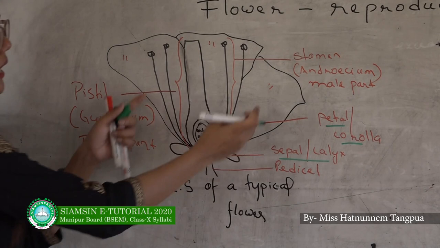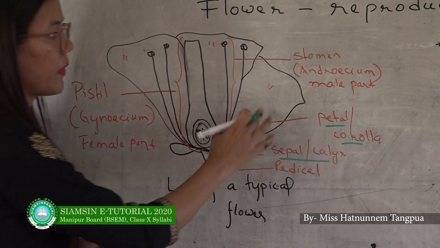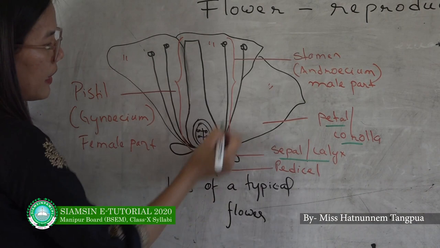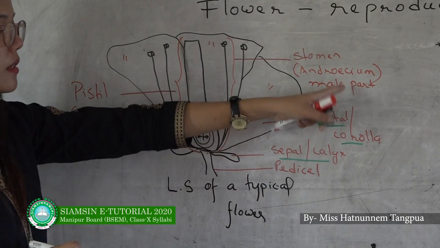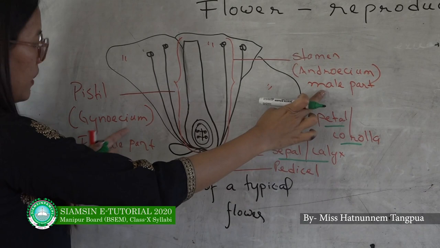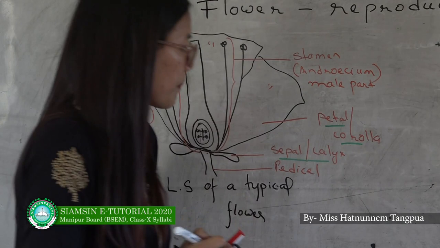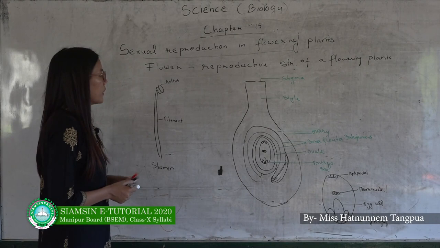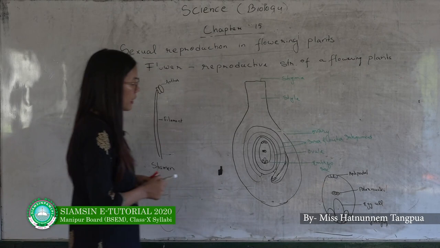It attracts insects, birds, etc. The stamen, or androecium, is the male reproductive part of the plant. The pistil, or gynoecium, is the female reproductive part. I will explain the male reproductive part and the female reproductive part in detail, looking at the LS of the flower.